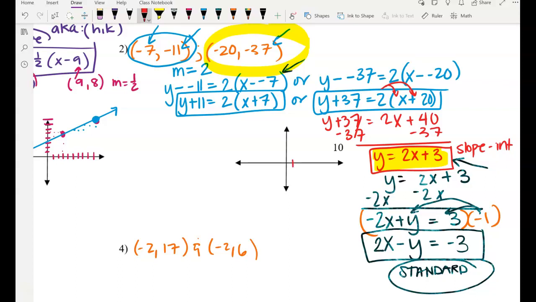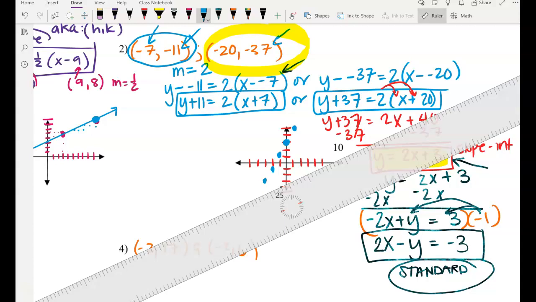I'm going to make 1, 2, 3, 4, 5 tick marks in each direction. Then I'm just going to go, the y-intercept's 3, so go up 3. The slope is 2, so up 2 over 1. I'm out of space on the top. I can go down 2, left 1. Down 2, left 1, down 2, left 1. The more points you do, the straighter your line.